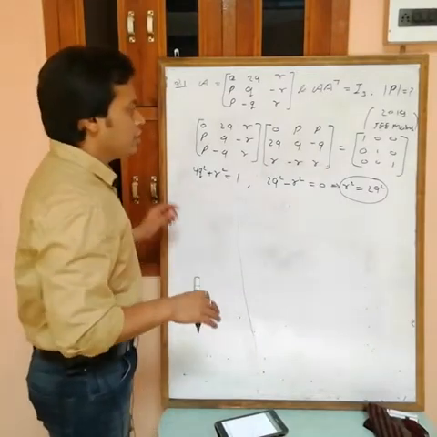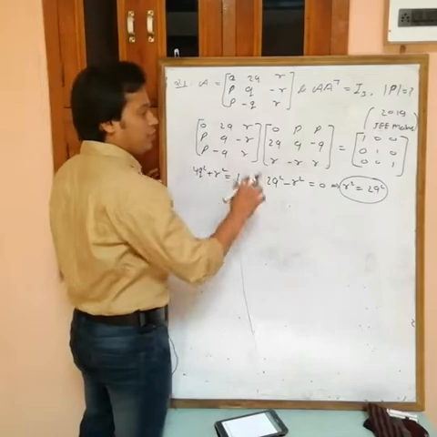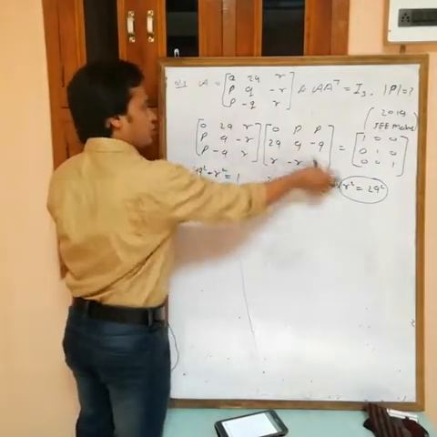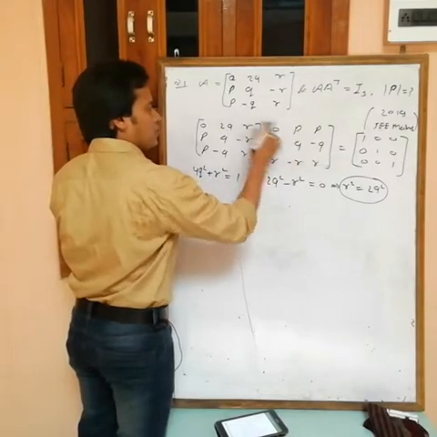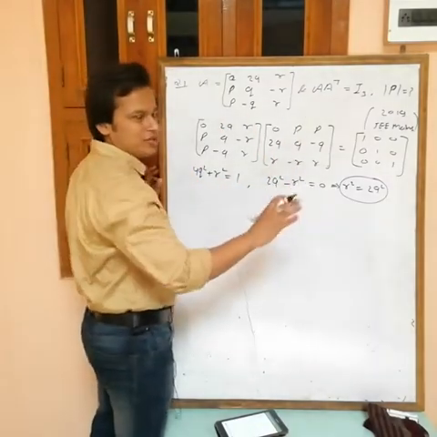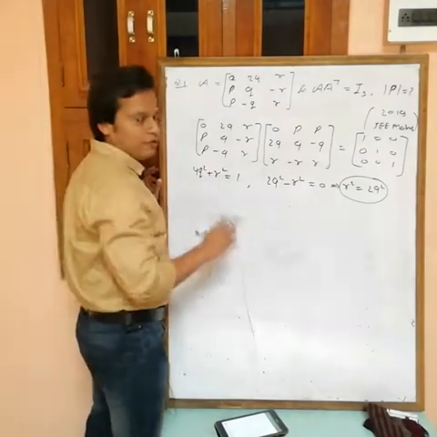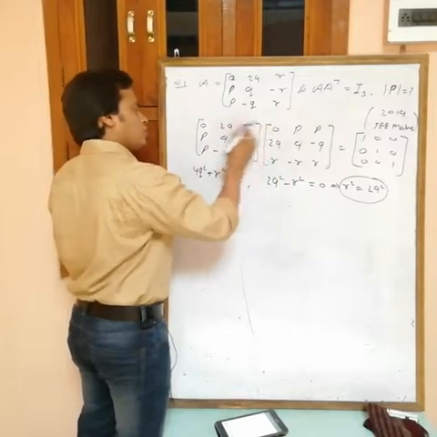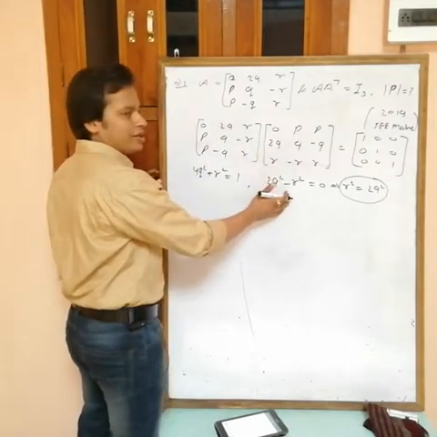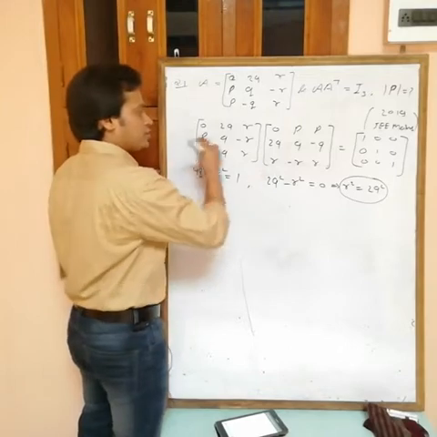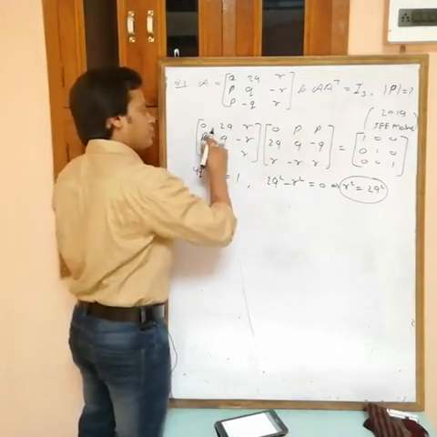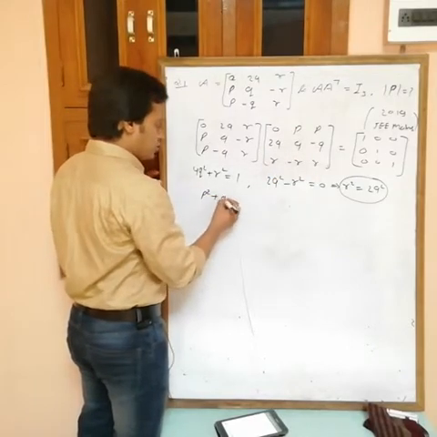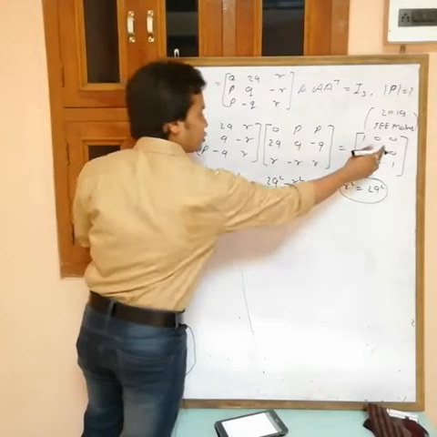Now again use P13, first row and third column: 0 minus 2q square plus r square, the same value, so there is no need to take this one. P21 is second row, first column: 0 plus 2q square minus r square, again the same. Now P22, second row into second column, is p square plus q square plus r square, and that is equal to 1.